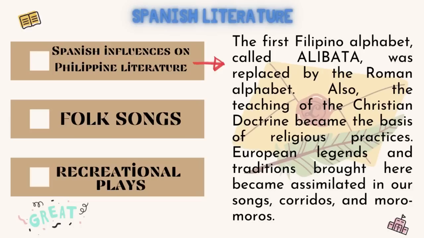Also, the teaching of the Christian doctrine became the basis of religious practices. European legends and traditions brought here became assimilated in our songs, corridos, and moromoros. Many things have been the influence of the Spanish era, beginning from the alphabet being changed from the Baybayin into the Roman one. And also, the greatest influence of the Spanish era is our religious practices.